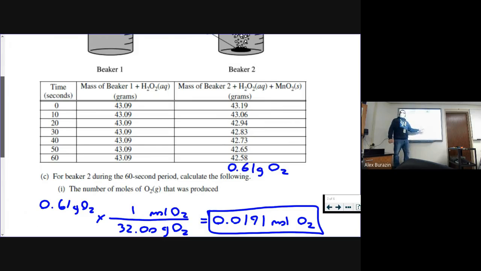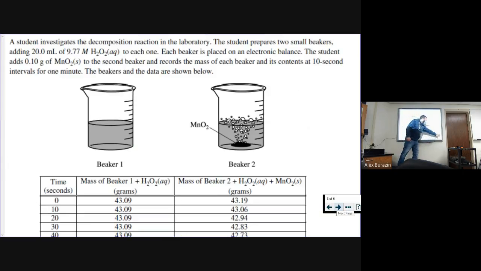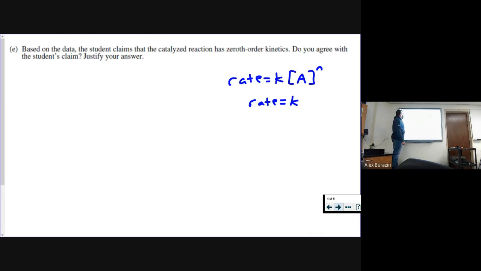The rate is changing, without a doubt. We can see that in the numbers. Is this zeroth order? Can't be. If the rate changes, it's not zero order. So now let's phrase that. Do I agree with the student's claim? I do not agree.